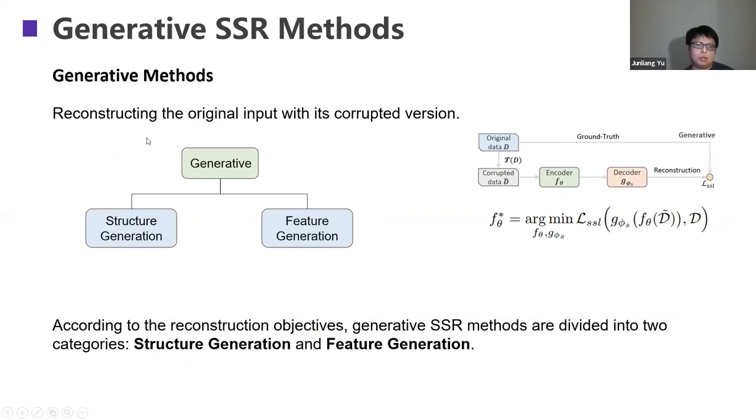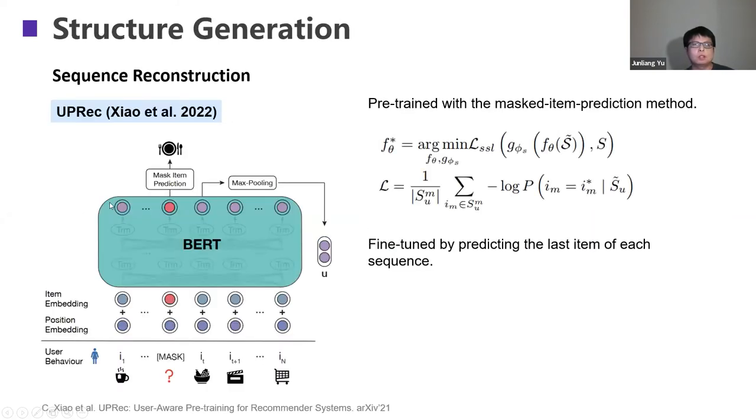Okay, now let's move on to the generative methods. As you have known, generative methods reconstruct the original input from the corrupted version. So in the scenario of generative methods, we can actually conduct two types of generation tasks. One is structure generation, and the other one is feature generation. So first, let's see the structure generation.